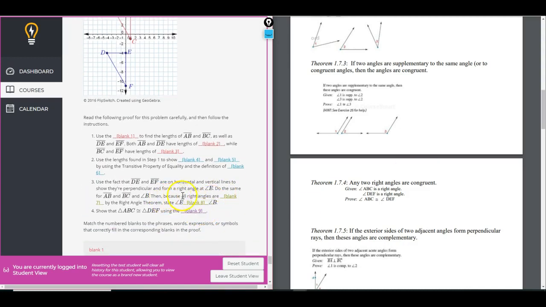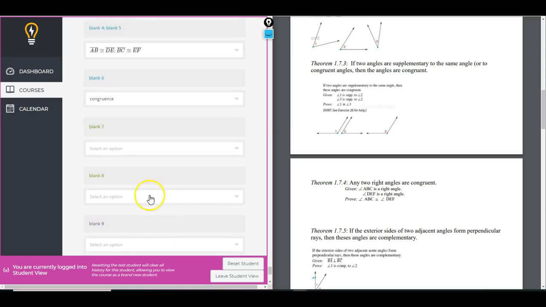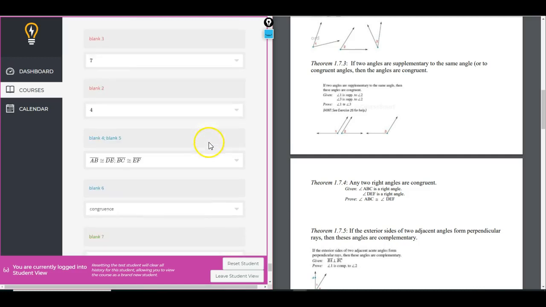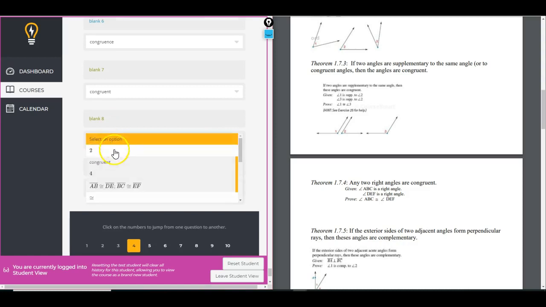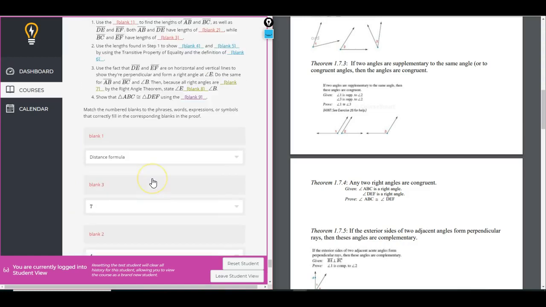So because all right angles are congruent by the right angle theorem, blank 7 would be congruent. Blank 8 states that angle E, blank 8, is congruent to angle B. So since they're both right angles, we're going to be looking for the math symbol of congruence, which is that equal sign with a squiggle over it.